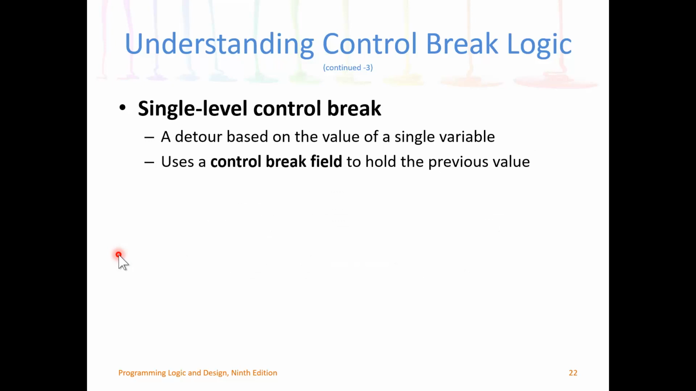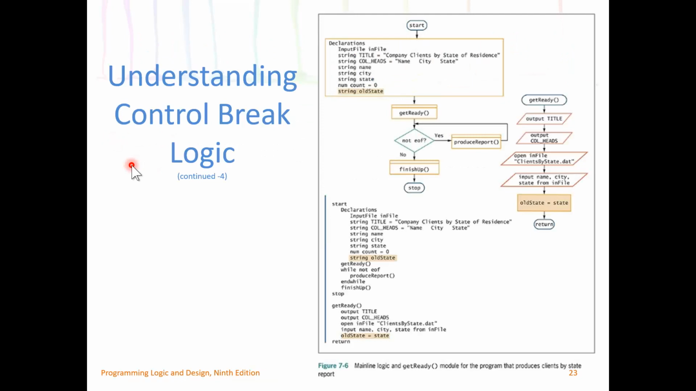And what I've talked about here is a single level control break. So what we do to make this happen is we have a variable that holds the current state. And every time we read a record, we compare the current state to the record we just read. And if it's different, if the record we just read has a different state from what we stored in current state, that triggers our control break.